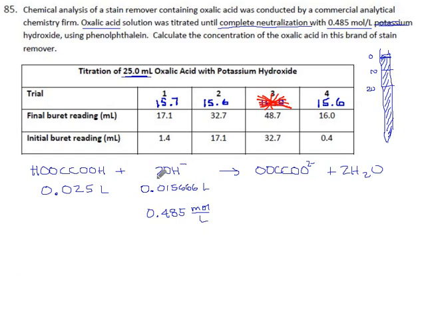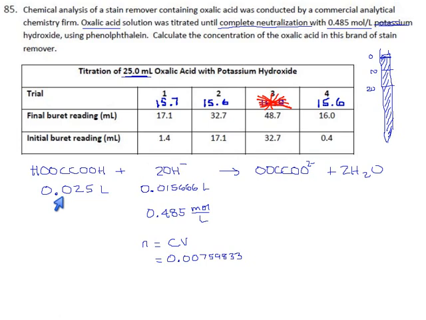So now that we have this, we always want a number of moles. We're really stuck without that. So we can get a number of moles here by doing n equals CV. Our concentration is 0.485. Our volume is 0.01566. That's me putting in a lot of sixes. And that gives us a number of moles that is 0.007598 and then some threes. So that's our moles of hydroxide.